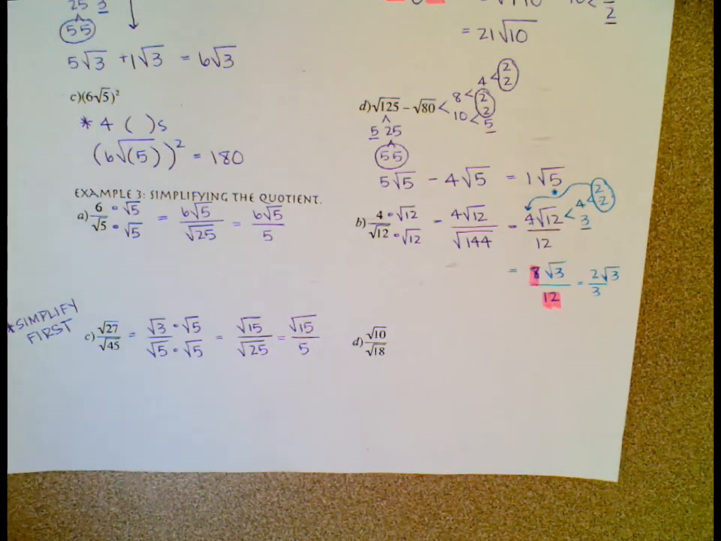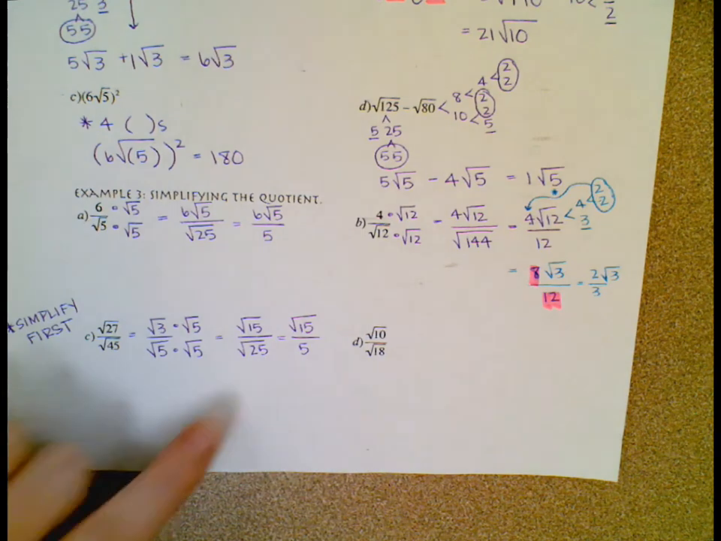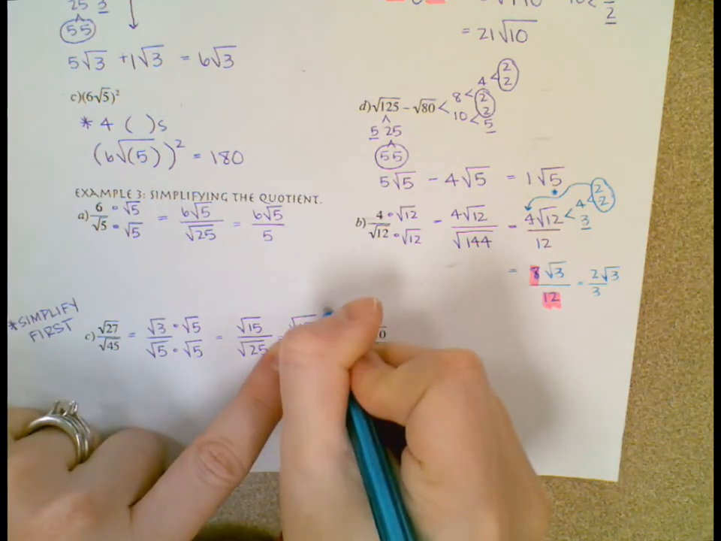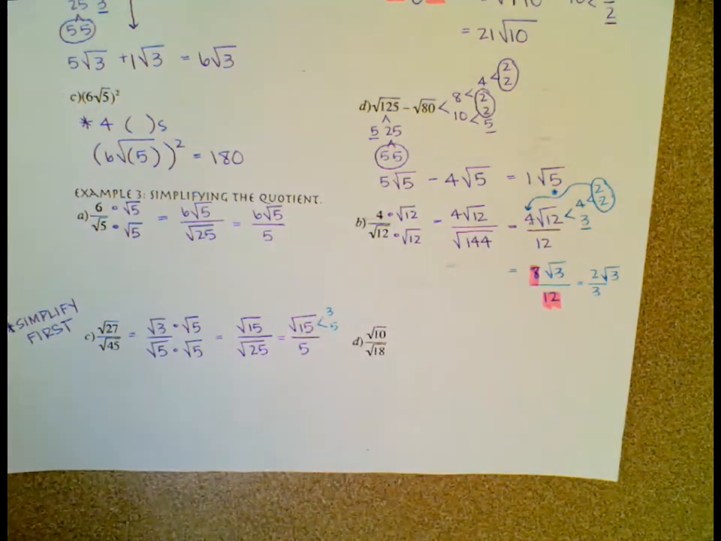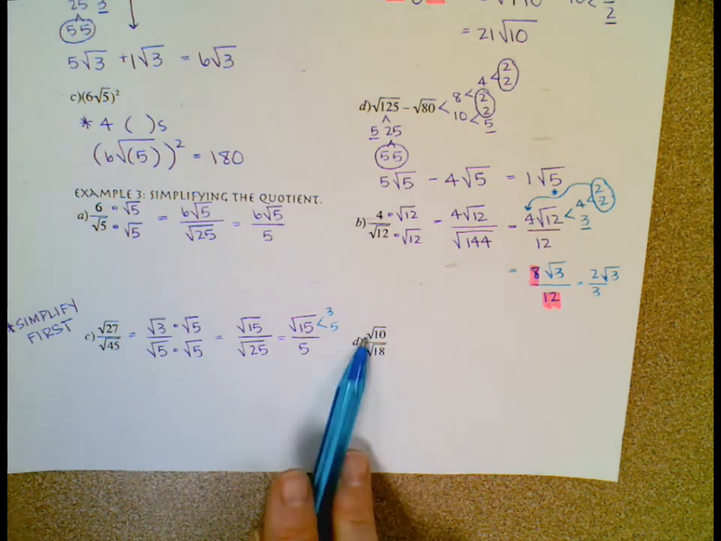Yeah, 5. Still have my radical 15 on the top. Now, radical 15 is not prime, but look, if I try to find some partners, I get 3 and 5. Is there any partners for him? No. That means he is all the way simplified. Even though he's not a prime number, you can't reduce him anymore. Okay? All right, so 2 radicals.